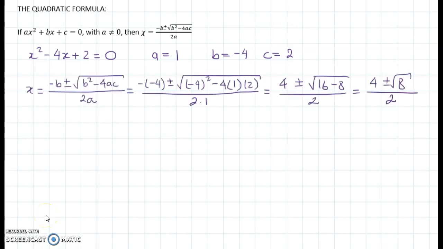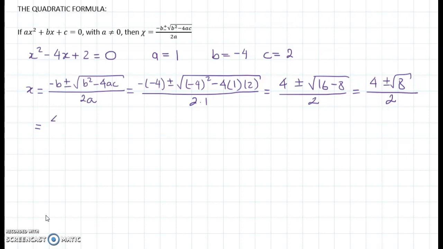If you did pause the video and apply the formula, you should have gotten to the point where you're saying that x is equal to 4 plus or minus the square root of 8 over 2. Now maybe this is bothering you a little bit because the square root of 8 is not an exact number. 8 is not a perfect square. So we are going to deal with irrational numbers over here.